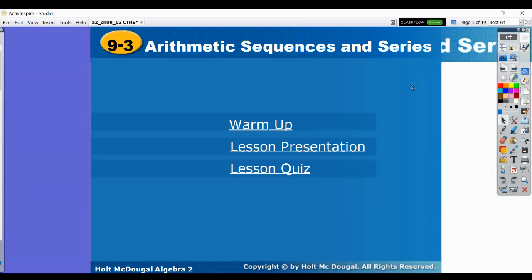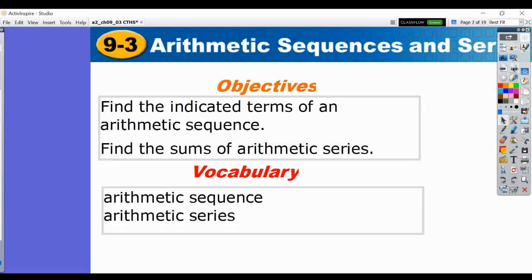Lesson 9.3 for Algebra 2, arithmetic sequence and series. And yes, that looks like arithmetic, but for some reason when we're talking about sequences, we call them arithmetic sequences. Must be some kind of language difference from some other culture, but I'm not sure. So what we're going to do this time is focus specifically on one type of sequences called arithmetic sequences.